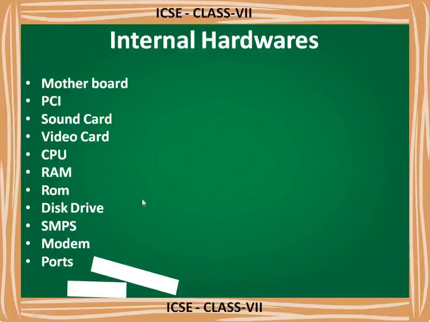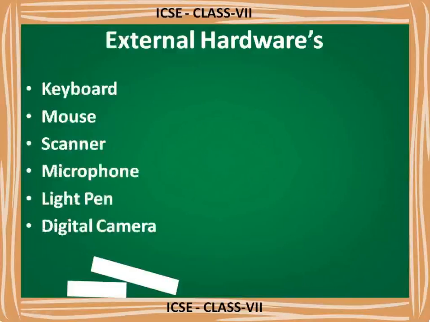So the next point is external hardware. The hardware which is connected externally. So that is external hardware. First one is the keyboard. Keyboard is an input device, and usually that device is used for typing.